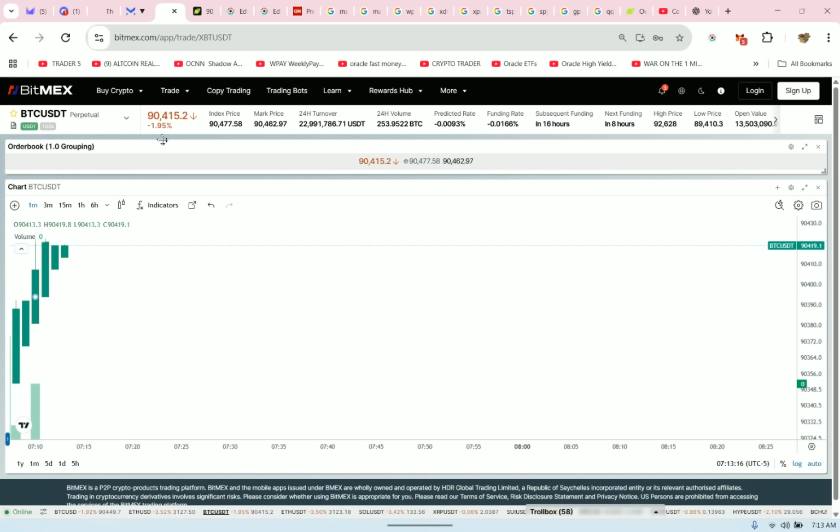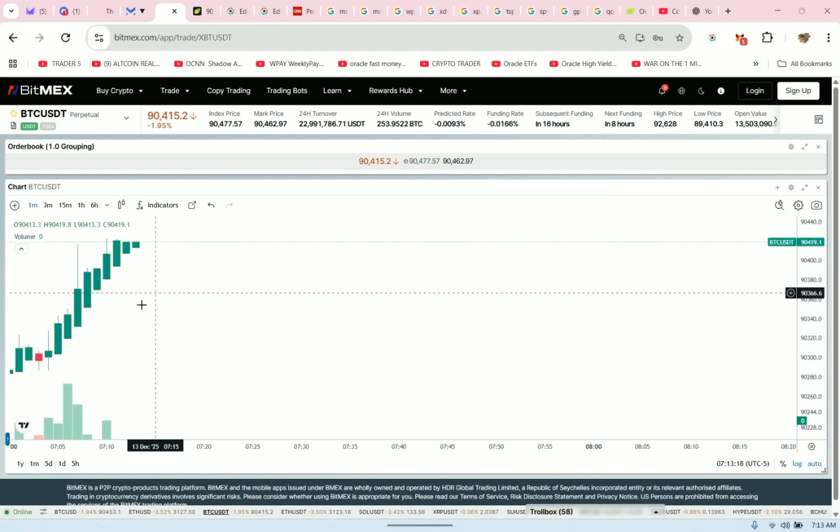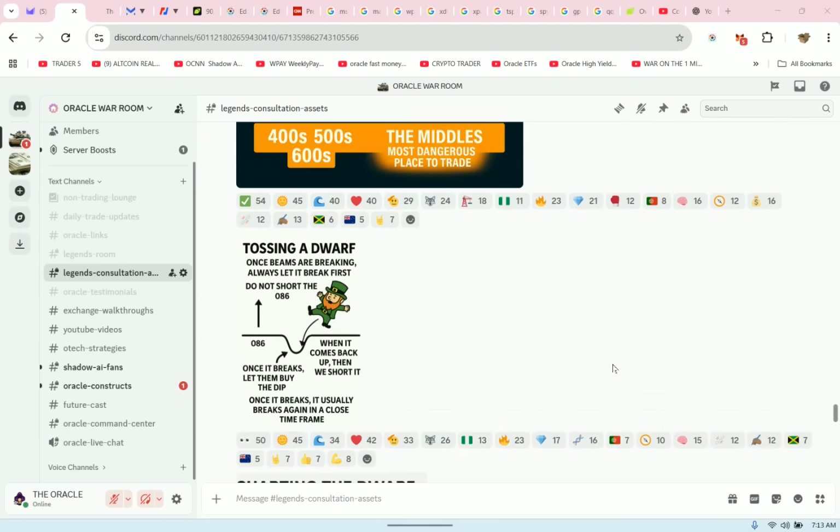See? So it looks like here was this pump. This is all the movement you're getting, a few $100s. And what is this? The most dangerous trade to place. The most dangerous place to trade is the middles. You are in the middle. Let me show you.